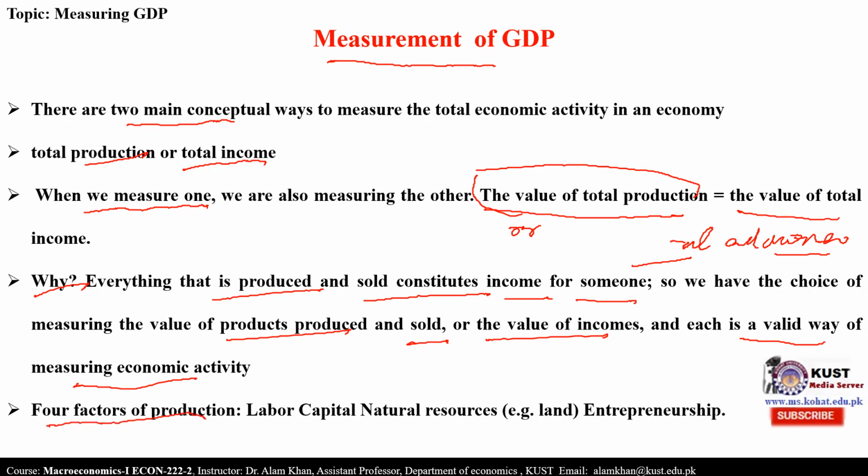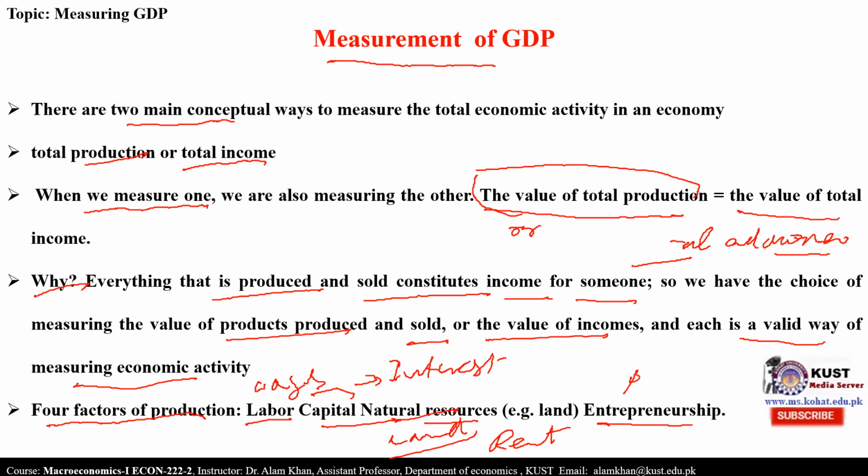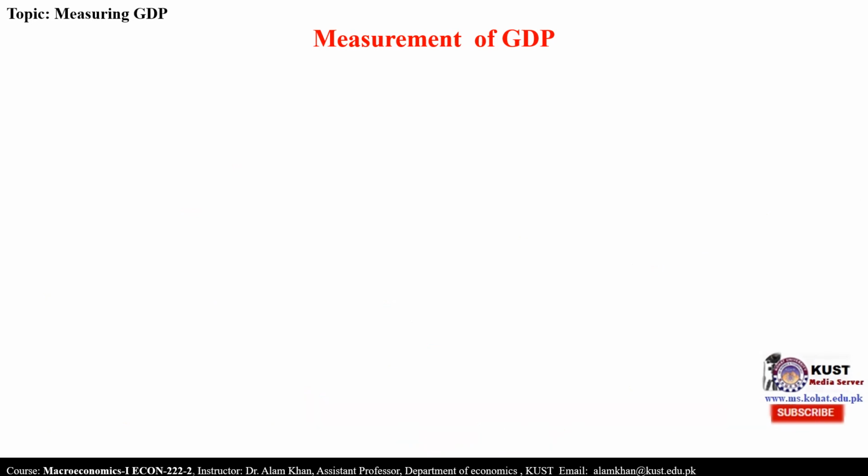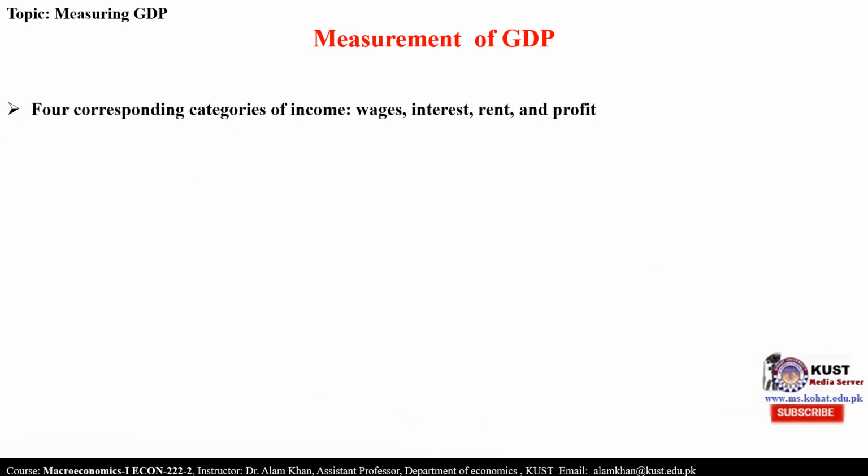There are four factors of production: labor, capital, natural resources, and entrepreneur. For the labor, we are paying wages. On capital, we are paying the interest rate. Natural resources like land, normally rent is paid for that. In the entrepreneur, profit. So the corresponding categories of income are wages, interest, rent, and profit.